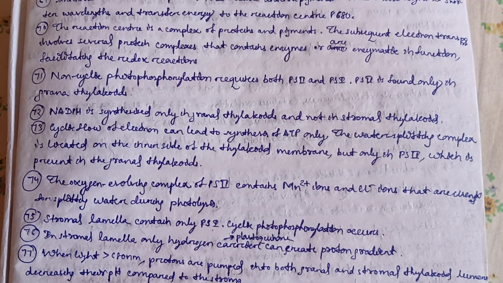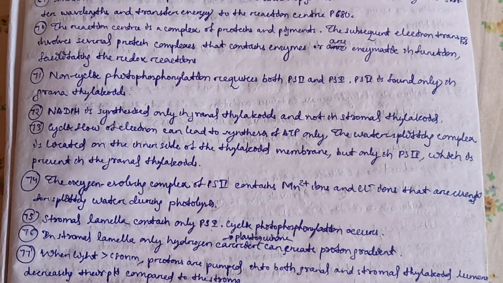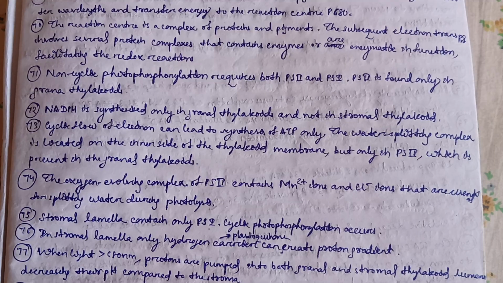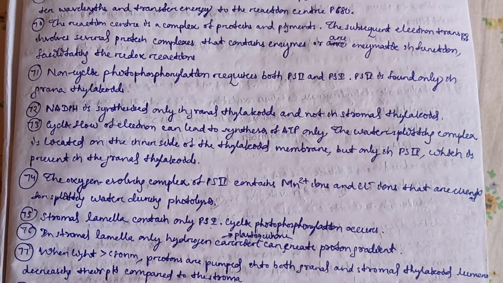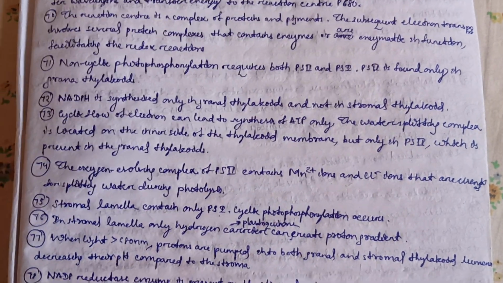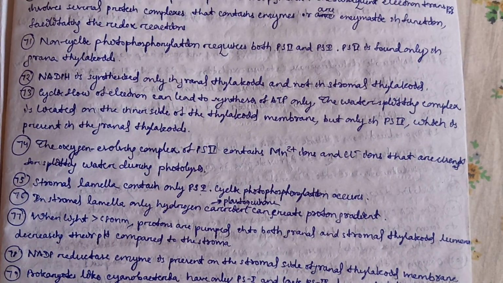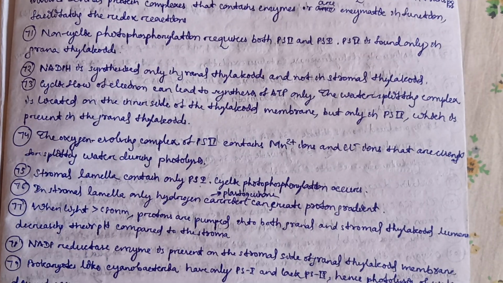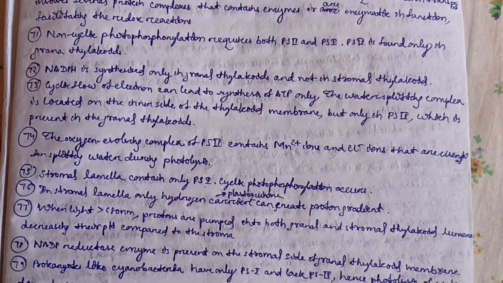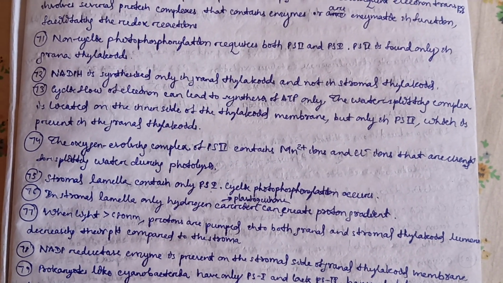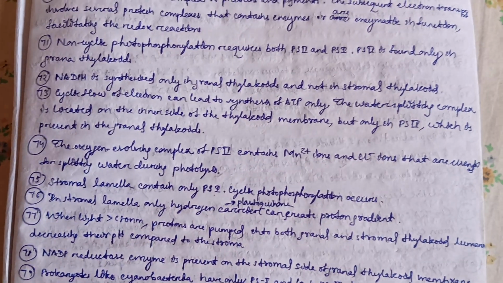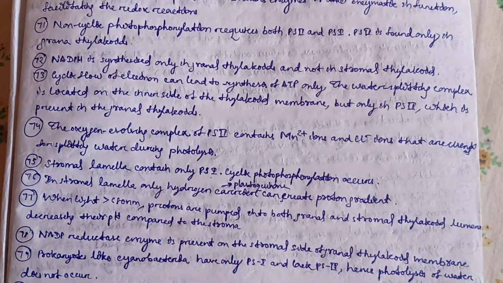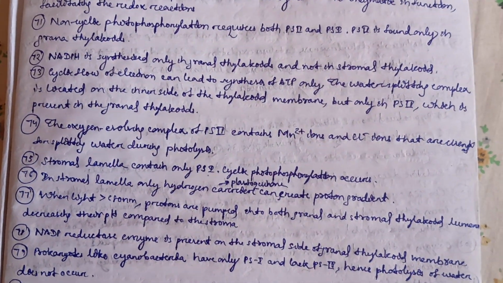The water splitting complex is located on the inner side of the thylakoid membrane, but only in photosystem 2, which is present in the grana thylakoids. The oxygen evolving complex of photosystem 2 contains Mn2+ ions and Cl- ions that are essential for splitting water during photolysis. Stromal lamella contain only photosystem 1.